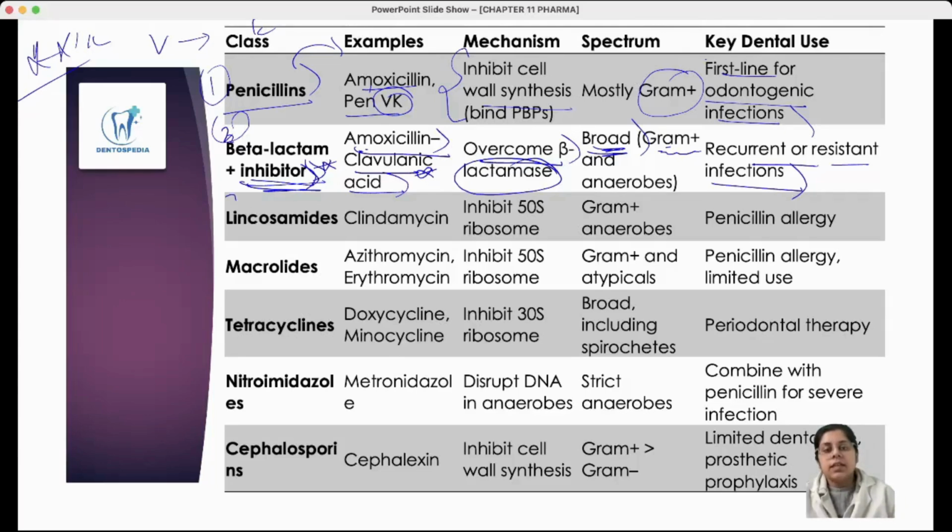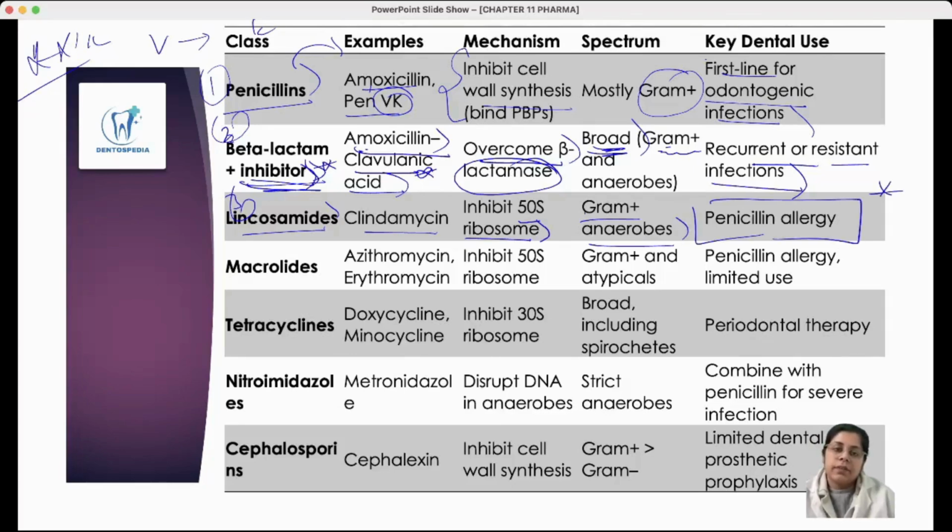Now, third is the lincosamide. It is, for example, clindamycin. It inhibits the 50S ribosome. Now, you must be knowing the ribosome is divided into 30S and 50S, and ribosome is required for protein synthesis. So, it inhibits the 50S ribosome. It is for gram-positive and anaerobic bacteria, and it is very commonly used for penicillin allergy.